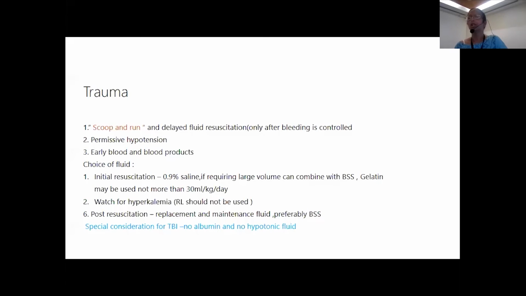How much hypotension? In case of a penetrating trauma, we can keep the SBP as low as 60-70. In case of blunt trauma, the goal will be a little higher, like 80. But in case of a patient with traumatic brain injury, we have to keep the SBP at around 100 to 110. And always, if we are losing blood, we have to replace it with blood and blood products.